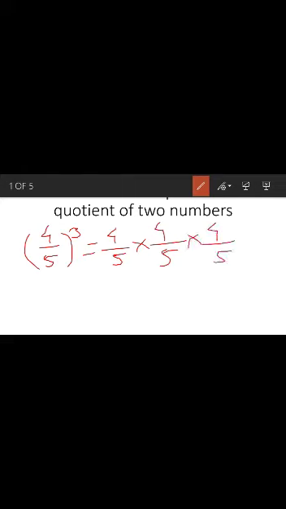Now another example we'll take, that is (4 upon 5) raised to 3. What will it come, students? 4 upon 5 multiplied by 4 upon 5 multiplied by 4 upon 5. Yes, what will it come? 4 raised to 3 and 5 raised to 3. So (4 upon 5) raised to 3 is equal to 4 raised to 3 upon 5 raised to 3.